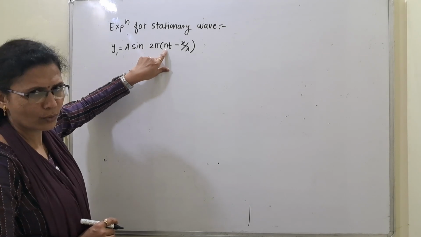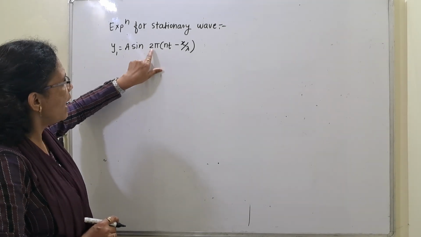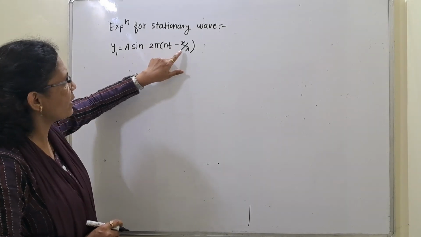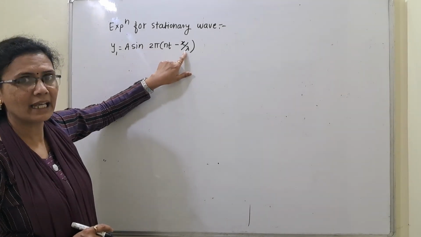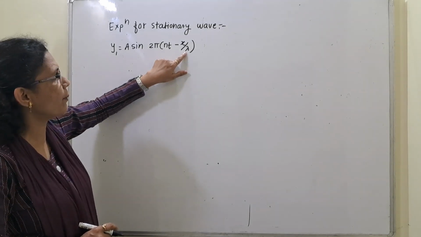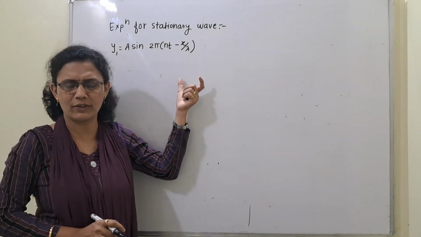2 pi n means what? Omega t. Right? 2 pi n means what? Omega. And 2 pi x upon lambda, what is 2 pi upon lambda? It is k. Okay, wave number, wave constant. 2 pi upon lambda. Therefore, it is one form of wave equation.